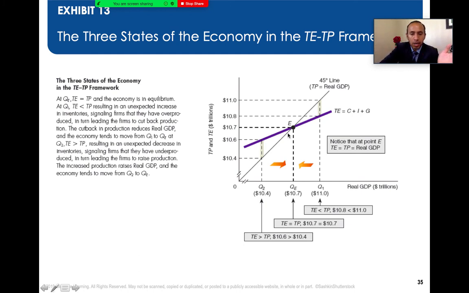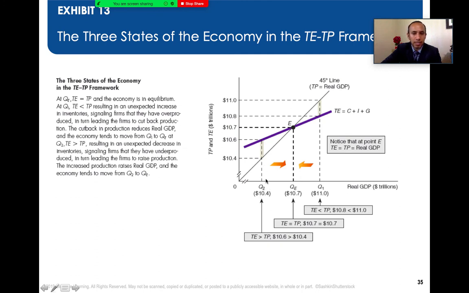From here, the economy can move either to the left, back down to a lower equilibrium, or to the right with another equilibrium. So let's start with point E at 10.7 trillion level of real GDP, where total expenditure and total production of goods is 10.7. So the production of goods by businesses and the consumption of goods by the consumers, investors, and governments are all equivalent. But what happens if we are at Q2, where the total production is less at 10.4?